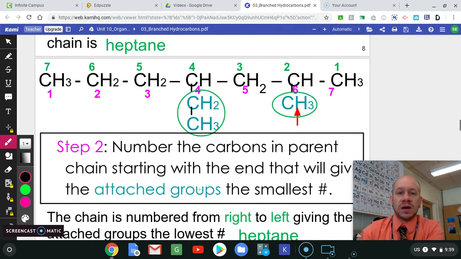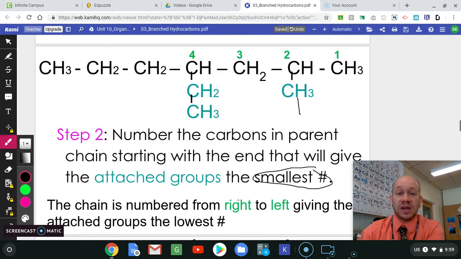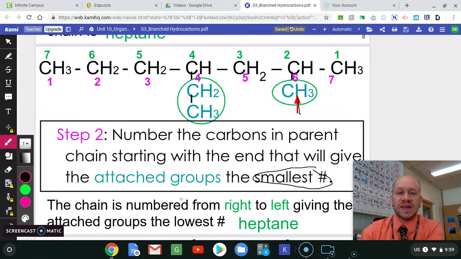Next, we'll number the carbons in the parent chain starting with the end that will give the attached groups the smallest number. So there are 2 attached groups here. If I number it 1, 2, 3, 4, 5, 6, 7, that would put the branches on 4 and 6, which is greater than if I numbered it 1, 2, 3, 4, 5, 6, 7 the other way, which gives 2 and 4. So I'm going to number it starting on the right. So this chain is numbered from right to left, giving the attached groups the lowest numbers, and our heptane.